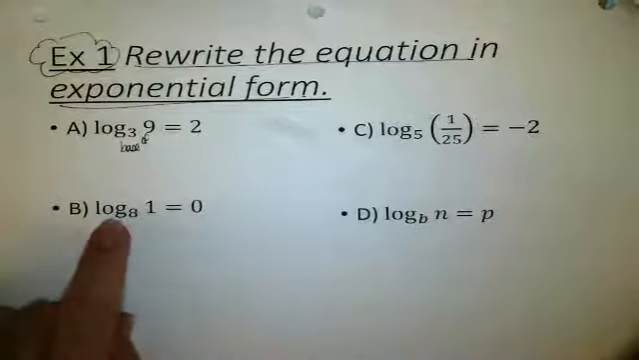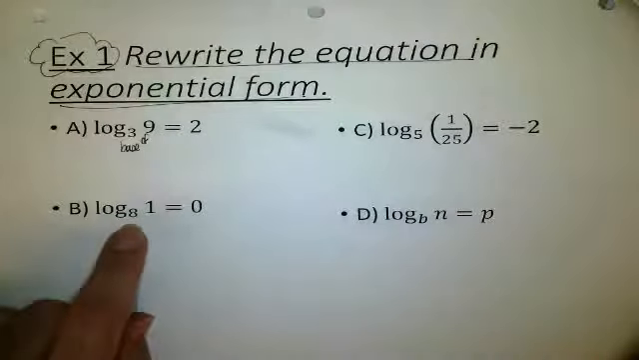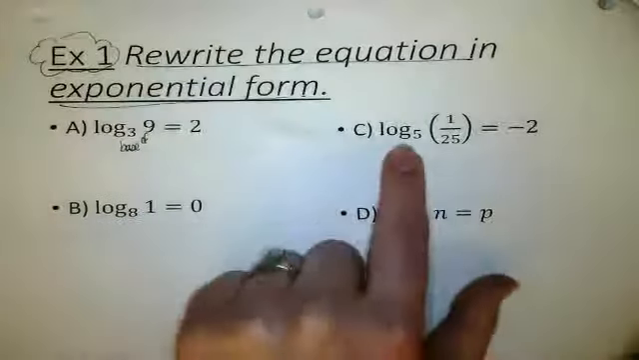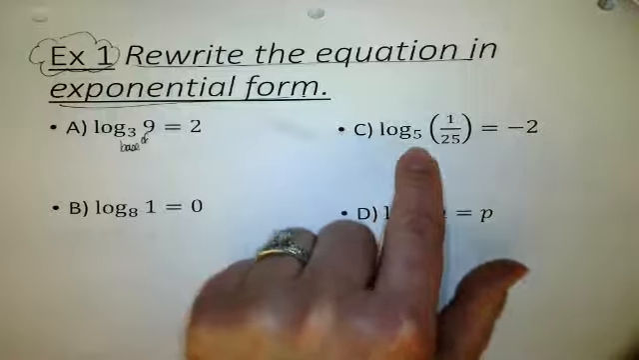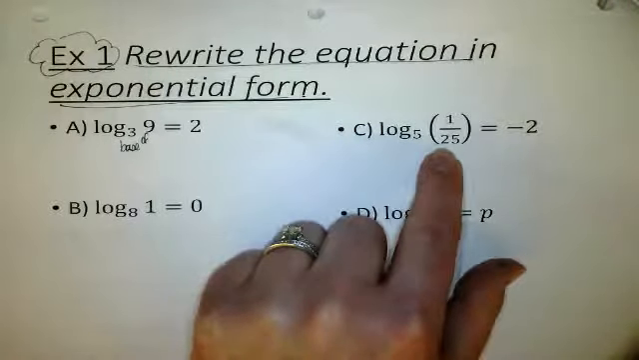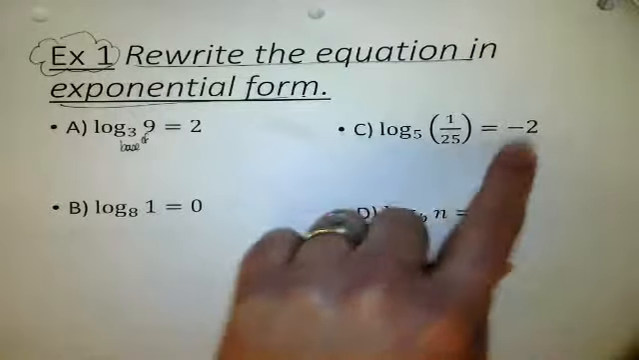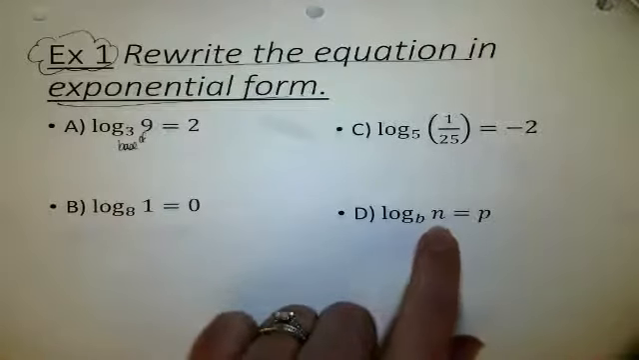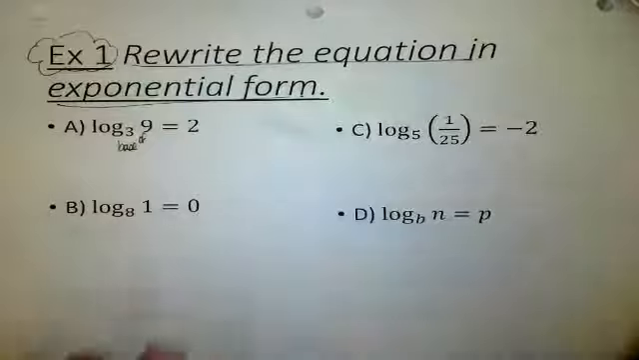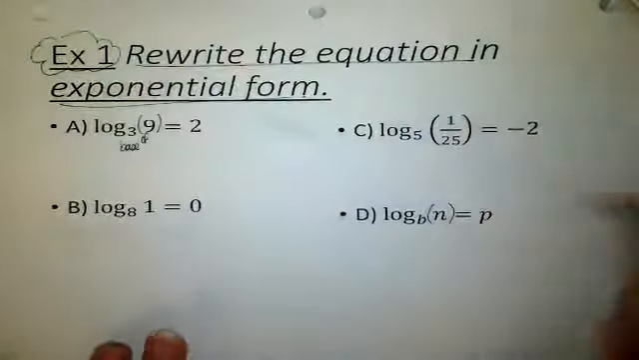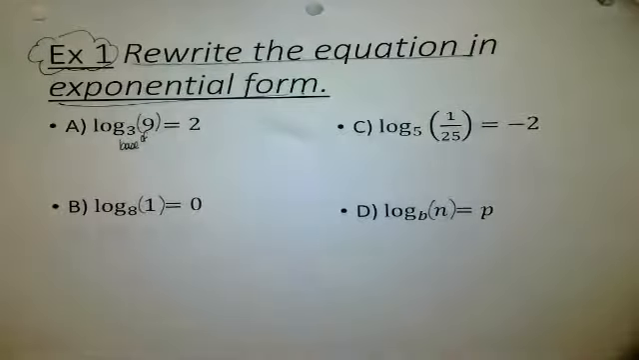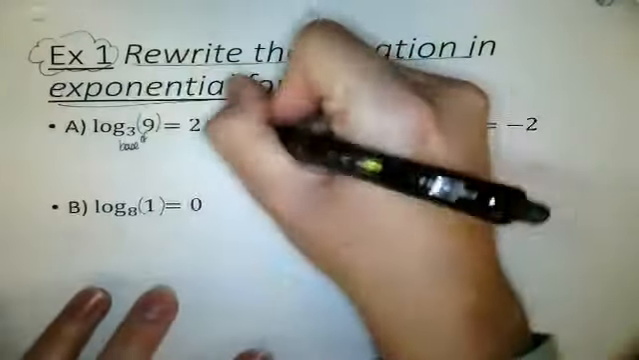How would you read this? Log base 8 of 1 equals 0. And how would you read this one? Log base 5 of 1 over 25 equals -2. Here we would have log base b of n equals p. The n, the 1, the 9 is called the argument. That's usually the thing that's inside the function. We name that the argument. So this is called a log equation.